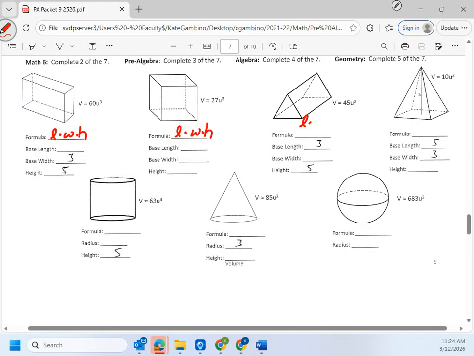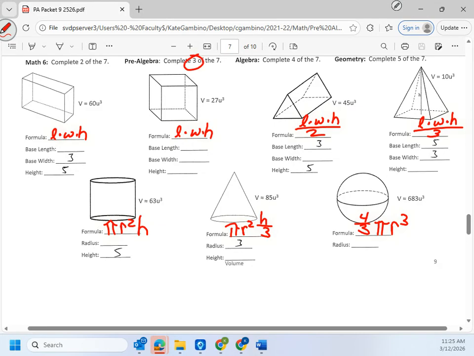Triangular prism is length times width times height divided by 2. Our pyramid is length times width times height divided by 3. Our cylinder is pi r squared times height. Our cone is pi r squared times height, divided by 3. Our sphere is 4/3 pi r cubed.